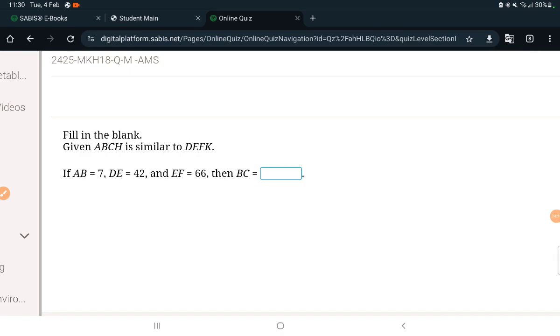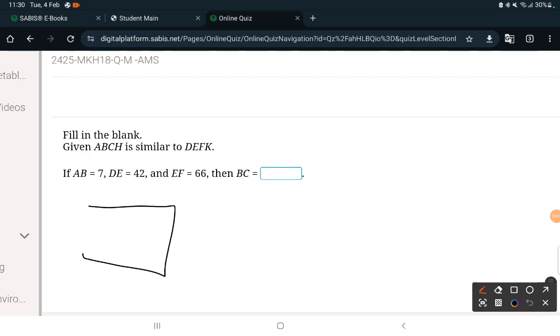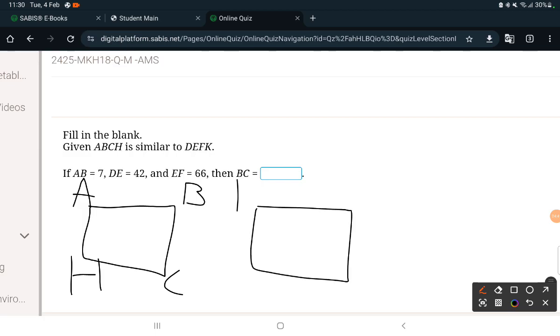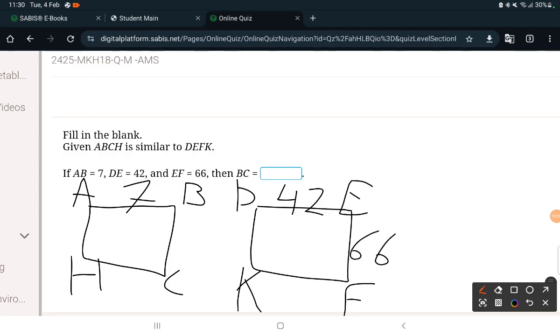Okay, given ABCH is similar to DEFK. Alright, let's draw out the figure. ABCH is similar to DEFK. Okay, so AB is equal to 7, DE is equal to 42, EF is equal to 66, then BC is equal to box. Let's just rename box as x.